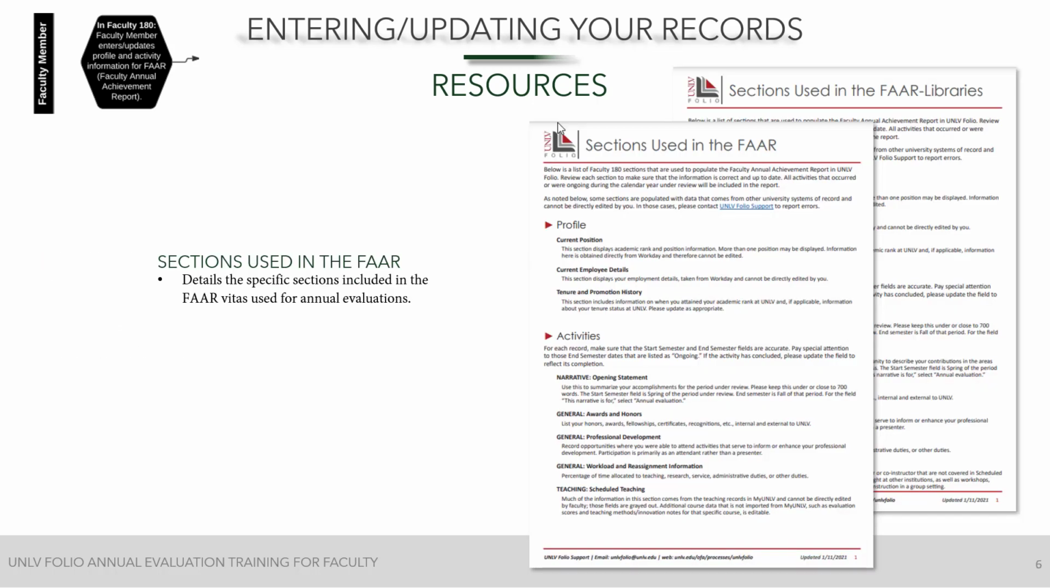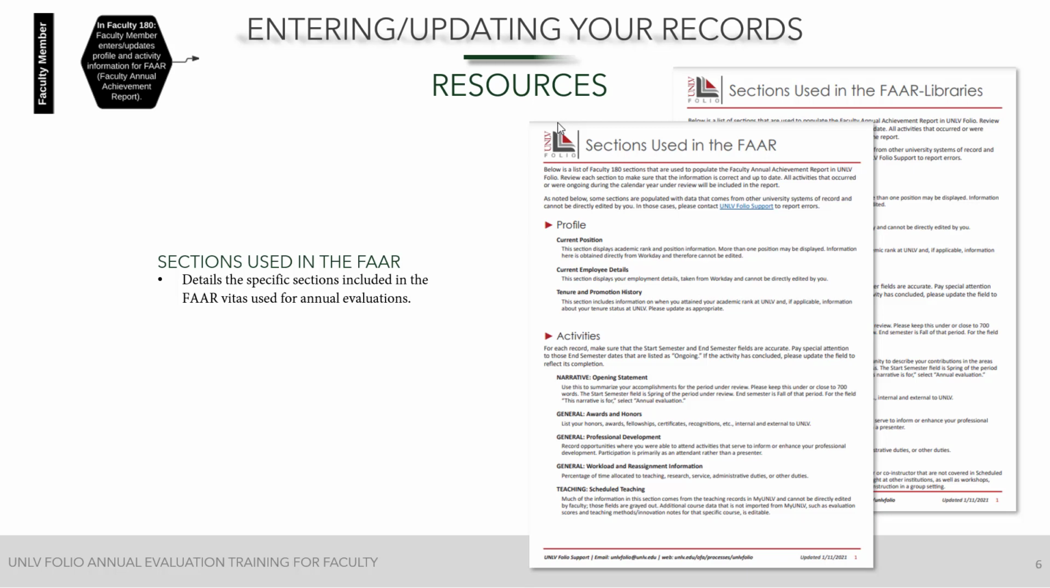We have also created a helpful guide that details all of the sections that make up your FAR Vita. The document is called Sections Used in the FAR. You will want to ensure all of the sections listed in this document are up to date for the annual evaluation review period. For any activity sections that have an ongoing date, for example within teaching, directed student learning or mentorship, and any service activities, you will want to ensure these dates accurately reflect whether the activity is ongoing or the semester in which it has ended.